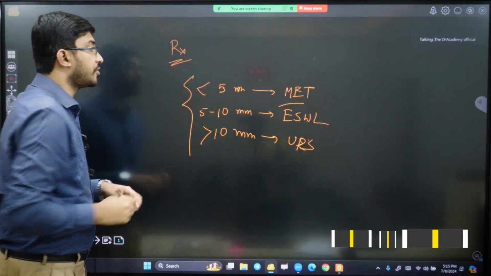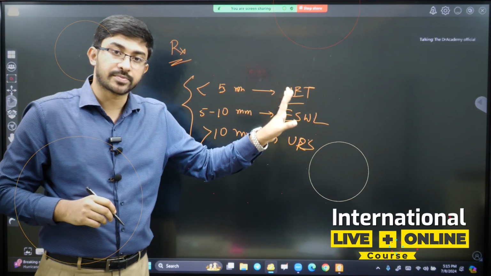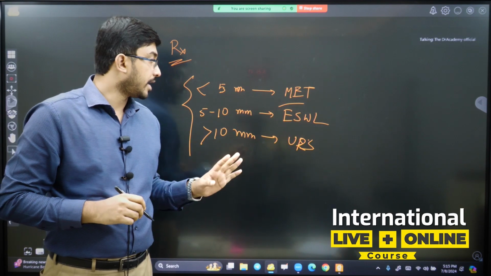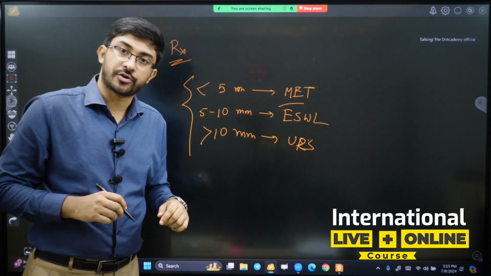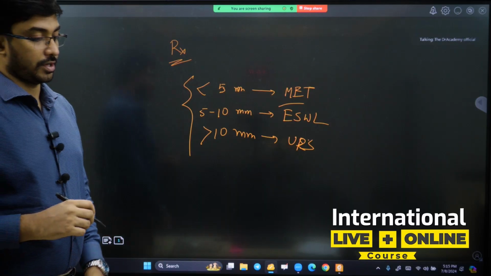So this is the treatment of ureteric stone. Less than 5 mm, medical expulsion therapy. 5 to 10 mm, SWL, and more than 10 mm, ureteroscopic removal of a stone.